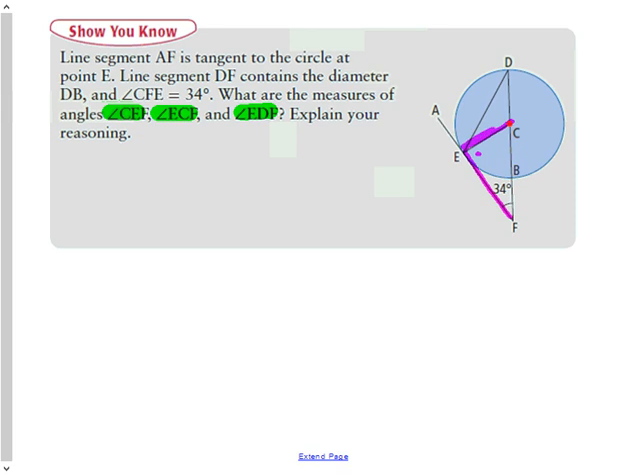ECF is ECF, this one right here. And EDF would be EDF, this one right here. So those are the three angles you're looking for. Okay, so I'll just press pause, and you guys can try it out.